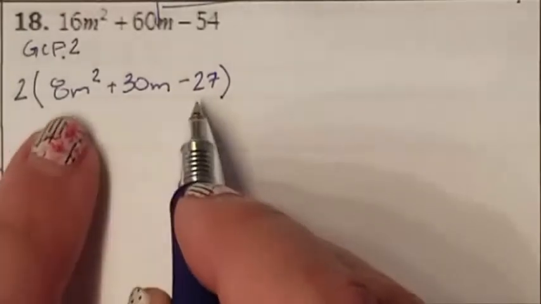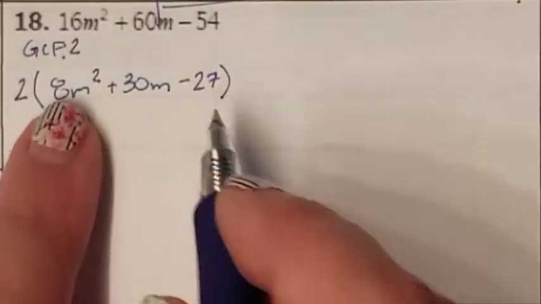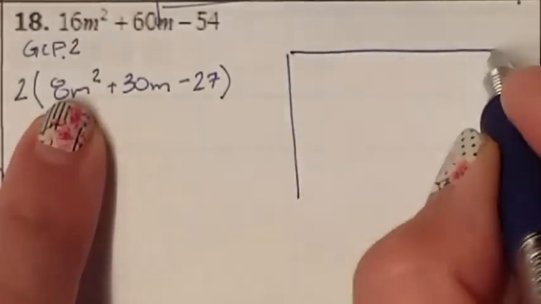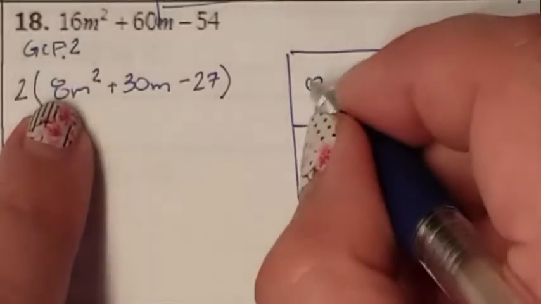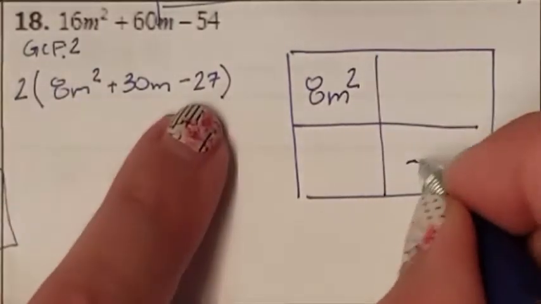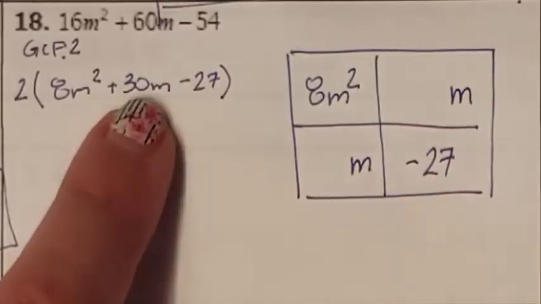So this 2 goes outside the parentheses. For this parenthesis, a is not 1, so that means I need to do my area model. I'm trying to factor the parentheses. So this is my 8m squared, negative 27. I need to figure out how to rewrite the 30m.